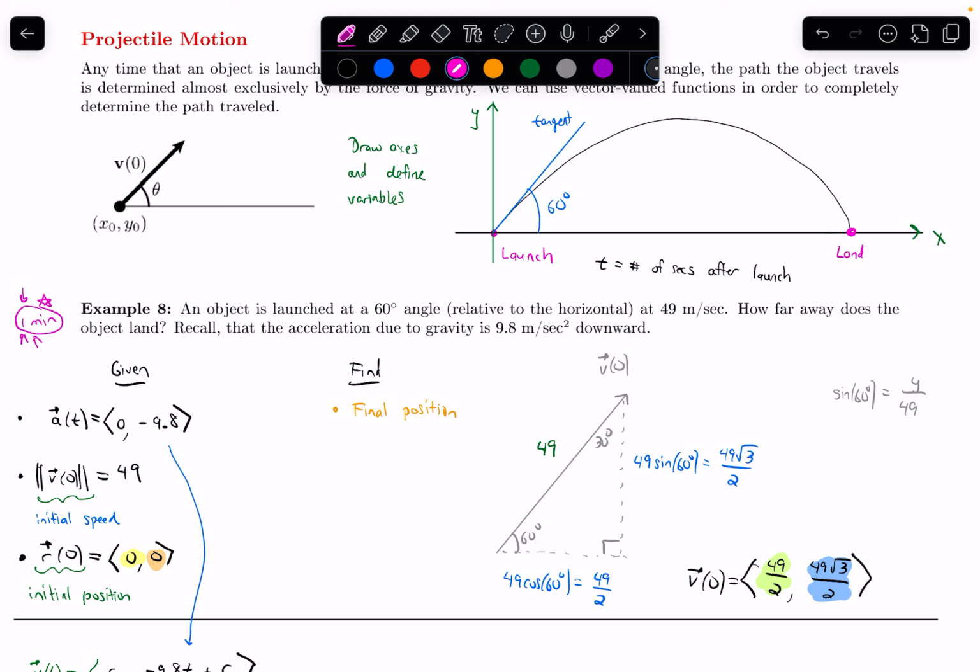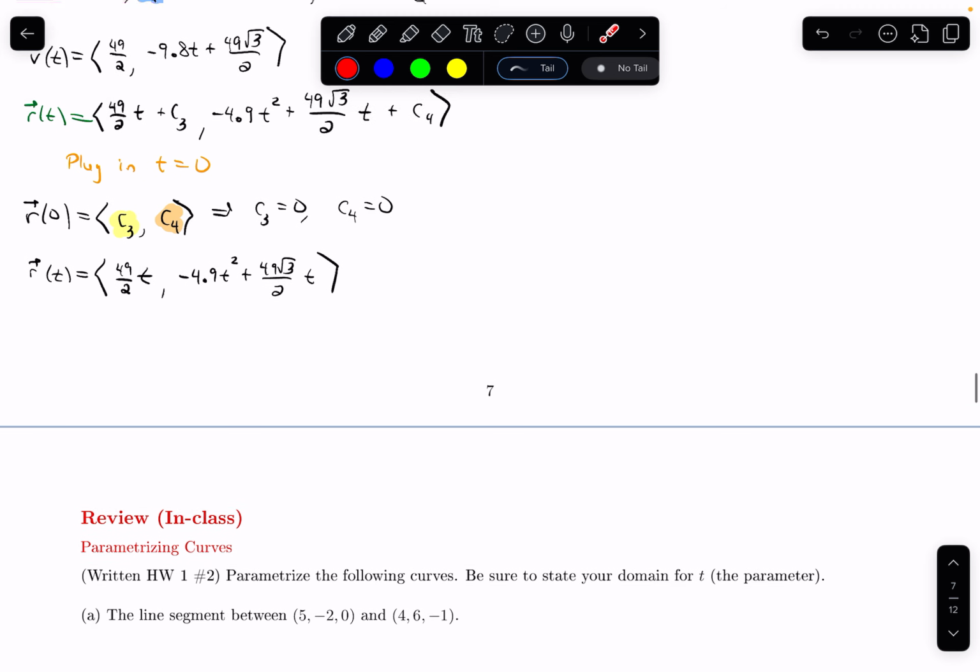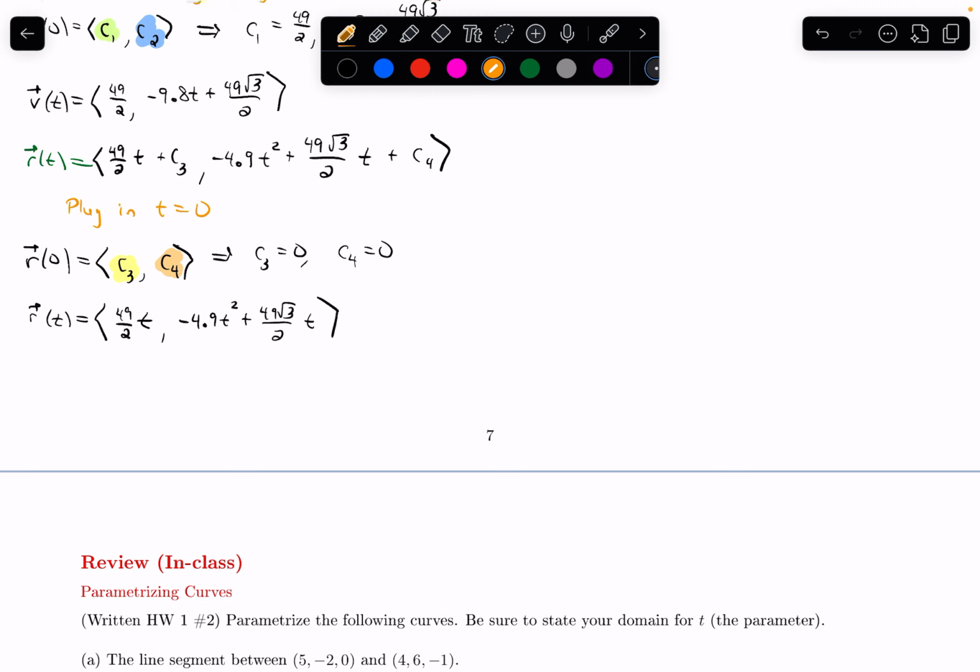Okay, so hopefully you did that. Hopefully you paused it to think about that. So the key thing is, at this moment when the object lands, I know the y component of position. The y component is 0. So we know that when the object lands, the y component, this whole thing, which I call y of t, that y component of position equals 0. So let's just set it equal to 0.